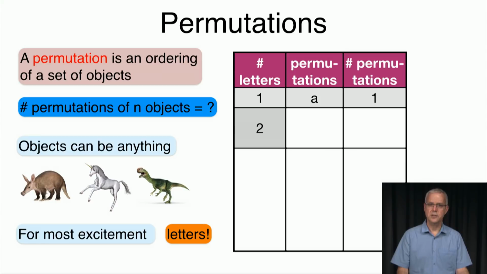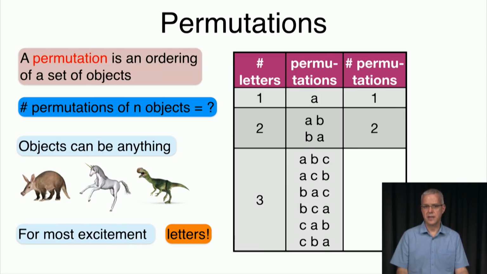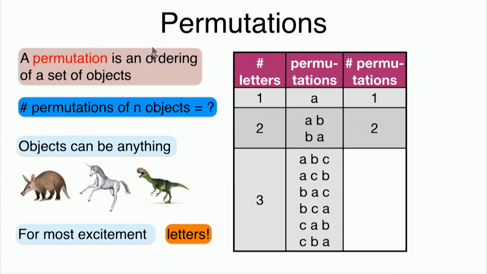If we have two letters, for example, A and B, then we can arrange them as AB or BA, and there are two ways to do that. If we have three letters, for example, ABC, we can arrange them as ABC, ACB, BAC, and so on up to CBA, and one can see that these are all the ways to arrange the three letters, so the total number here is 2, 4, 6. And we're interested in counting this number as a function of the number of objects that we have.